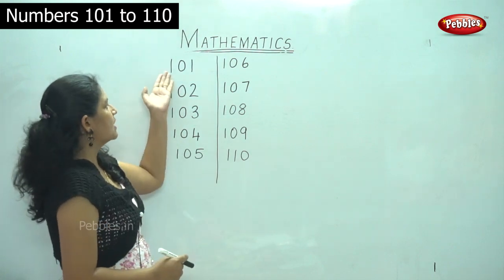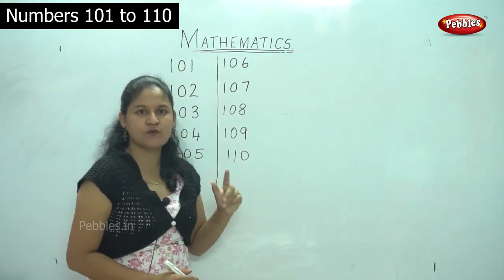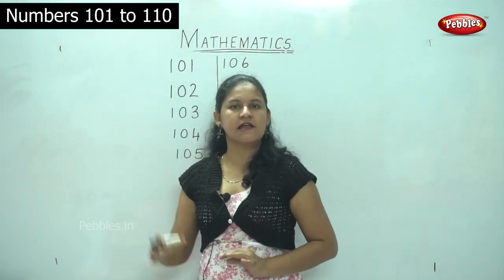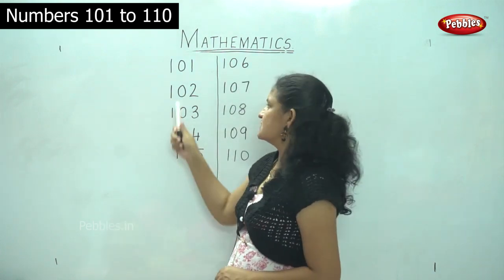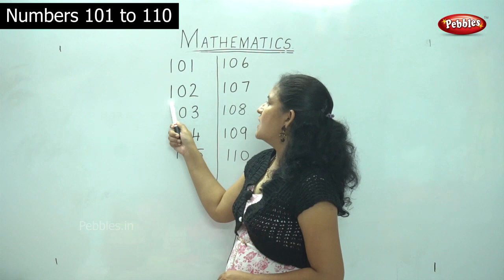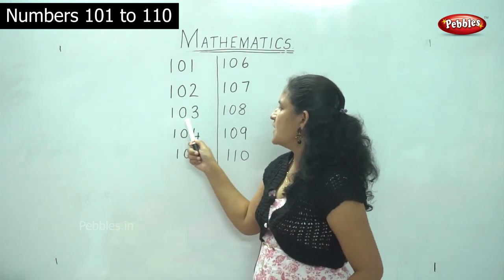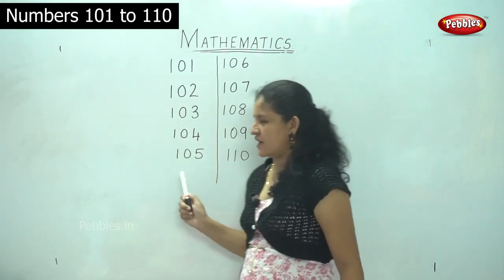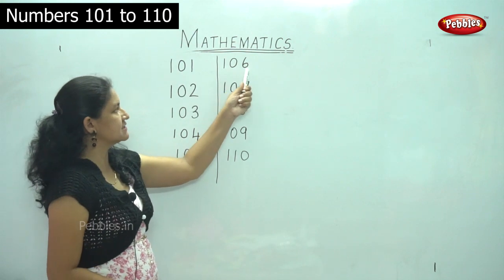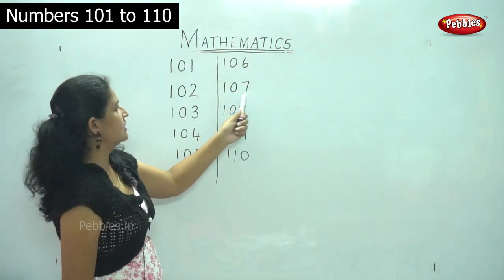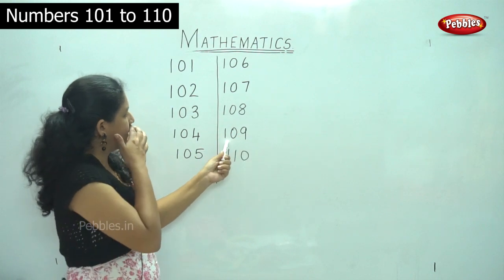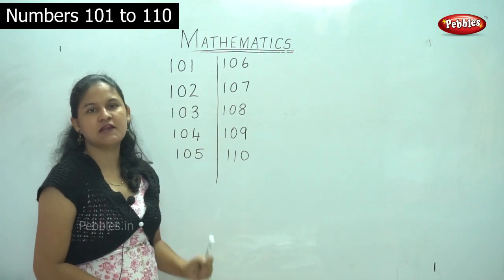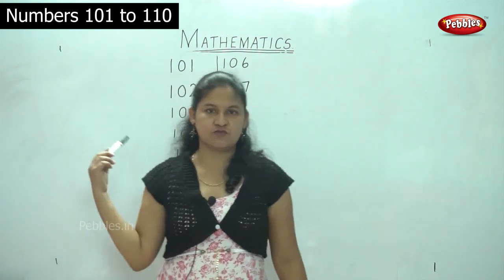Yeah, it is 101. When you are saying 101, you should not say it as 100 1. You should always say it as 100 and whatever number comes. So it is 101, 102, 103, 104, 105, 106, 107, 108, 109, 110. Now we have learned to write the numbers.